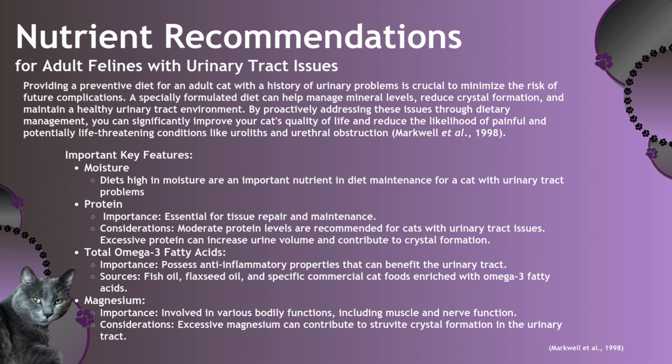formation. Total omega-3 fatty acids. The importance of these is that they possess anti-inflammatory properties that can benefit the urinary tract. Sources include fish oils, flax seeds, and specific commercial cat foods enriched with omega-3 fatty acids. Magnesium. Importance is it involves various body functions, including muscle and nerve function. However, excess magnesium can contribute to struvite crystal formation in the urinary tract.